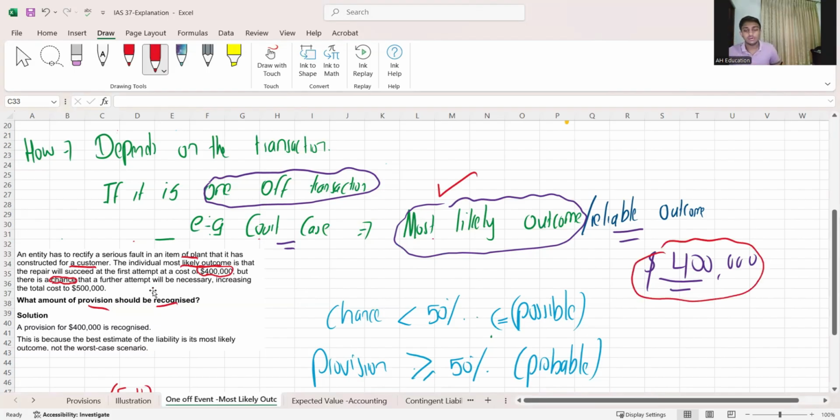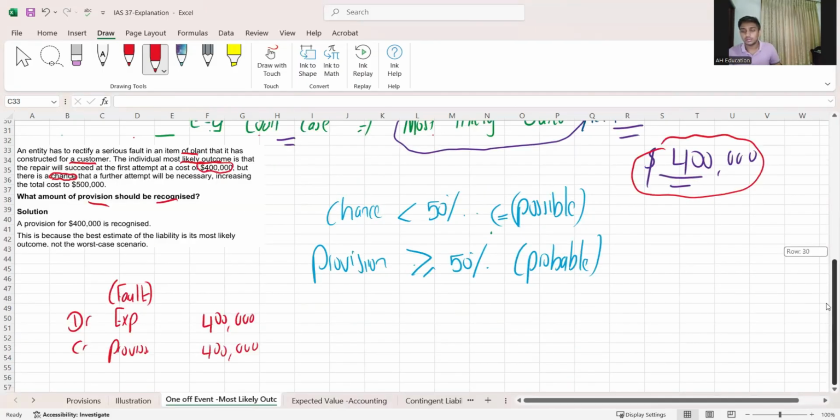So therefore, what you all need to do is go and create a provision. Debit expense, for example, fault expenses, and credit your provision by 400,000. Now reading on, but there is a chance. You all need to understand chance means it is possible, it is not probable. Chance means 50-50. It could either succeed, it could either fail. That a further attempt will be necessary, increasing the total cost to 500,000.